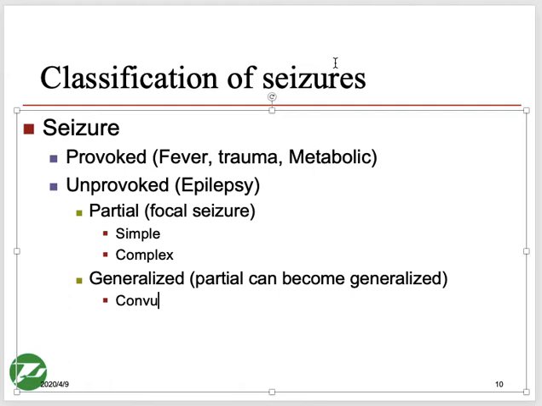and a generalized seizure can be non-convulsive. Now what do simple and complex mean? Again, very, very easy to understand. This is simply when someone during a seizure is maintaining their consciousness. Someone has seizures but is conscious, we call it simple. Whenever the consciousness is impaired, we call it complex, right?